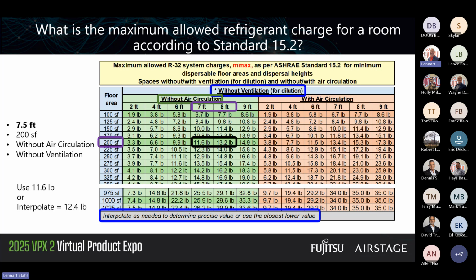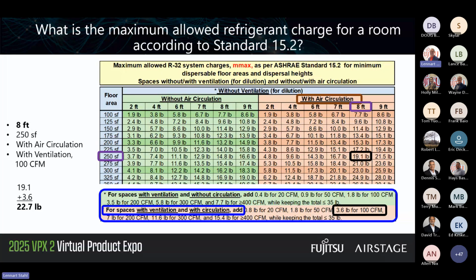We have looked without ventilation so far. Let's say we have some ventilation then. Then the table can be used this way. In my little example, I have 8 feet and 250 square feet. I have air circulation and ventilation. Air circulation means I need to go out to the right of this in the reddish area. And I go to 250 square feet. I go to 19.1. That's 19.1 pounds for those 8 feet.